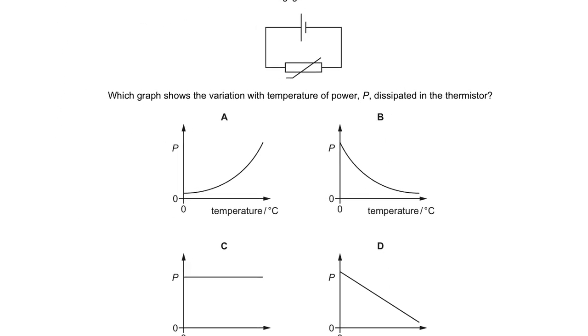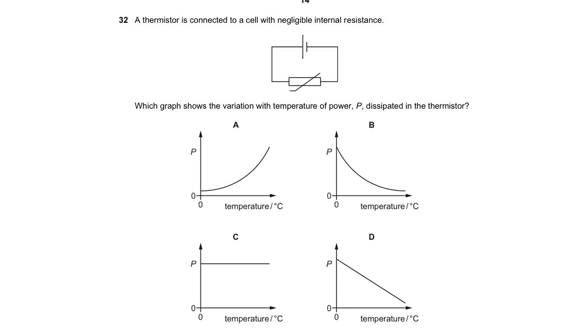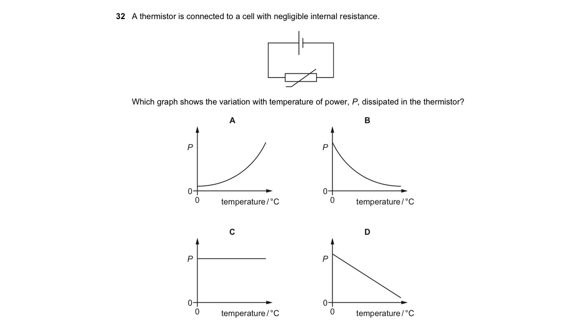Question 32. A thermistor is connected to a cell with negligible internal resistance. Which graph shows the variation with temperature of power dissipated in the thermistor? Now, you've got multiple equations for power. You've got power is equal to VI, power is equal to I squared R, and power is equal to V squared upon R.